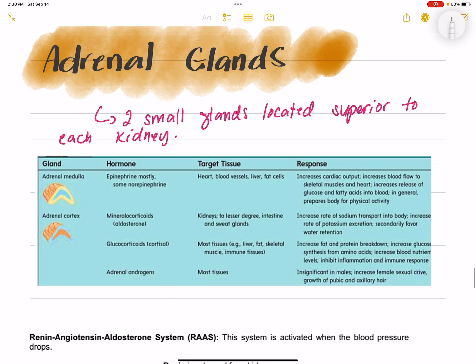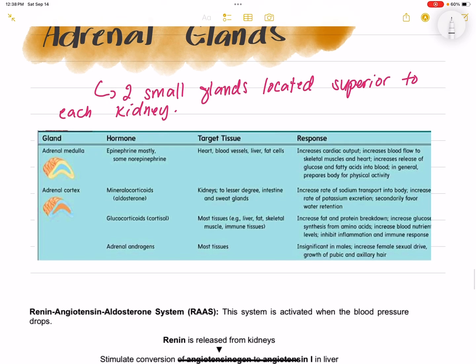So, the adrenal glands. The adrenal glands are two small glands located superior to each kidney. They are the adrenal medulla and the adrenal cortex. The hormone secreted by the adrenal medulla is mostly epinephrine, and some norepinephrine. Target tissues are the heart, blood vessels, liver, and fat cells. The response increases cardiac output, increases blood flow to skeletal muscles and heart, and increases release of glucose and fatty acids into the blood. In general, it prepares the body for physical activity.